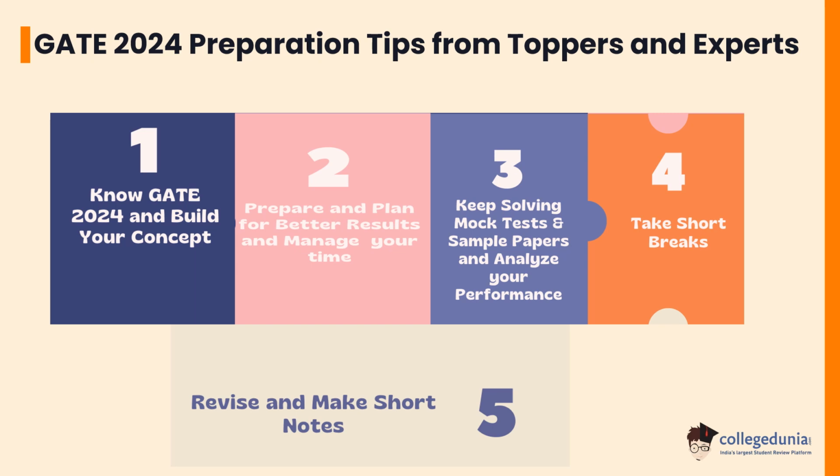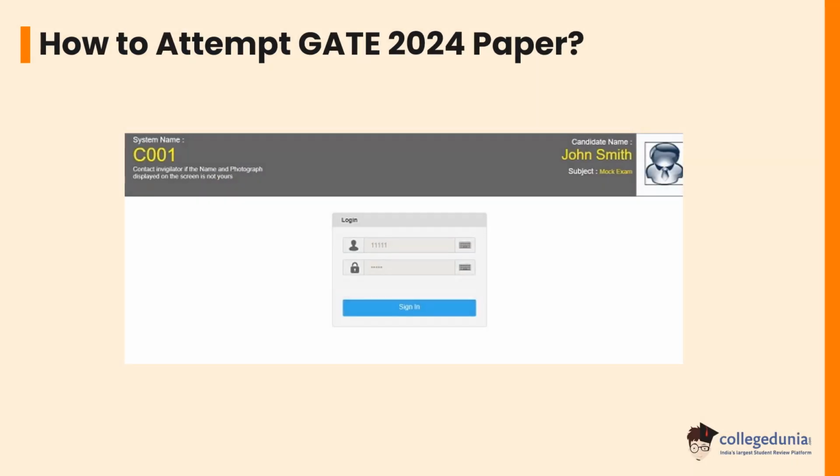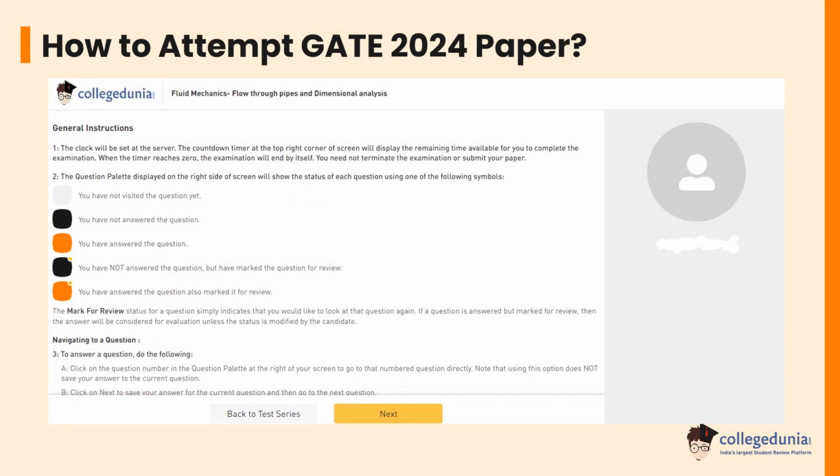Now, let's discuss how to attempt GATE 2024 paper. First, you need to hit the sign in button and you will land on the GATE mock test upon logging in. This is the instruction page where you will get all the information related to how to attempt GATE question paper. Once you have logged in, the general instructions window will open with all the important instructions to be read carefully and implemented. You will have a clock set at the server. The countdown timer on the screen will show you the remaining time to complete the exam. When the timer reaches 0, the examination will end by itself.